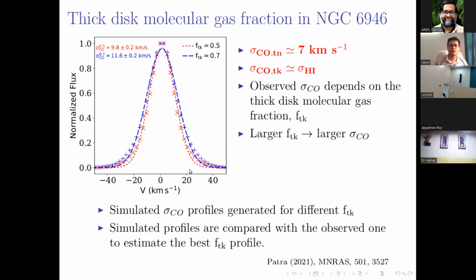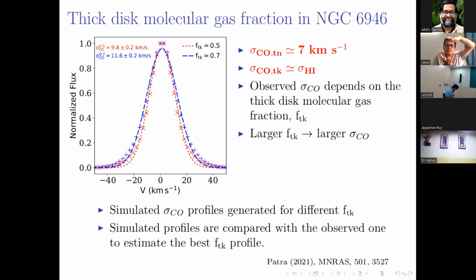in the following way. Say, for example, I have a thin disk which has a sigma of 7 kilometer per second, and a thick disk which has a sigma of 12 kilometer per second.